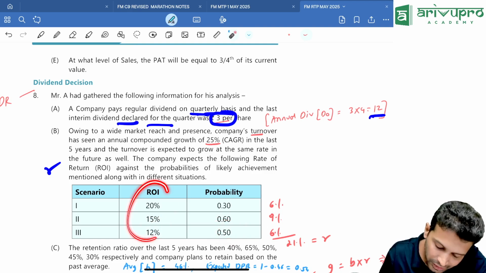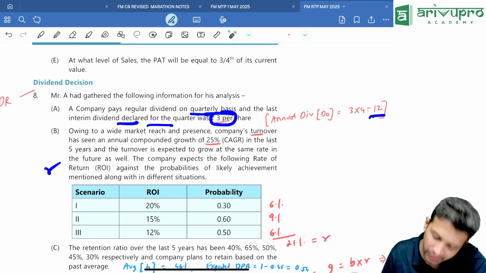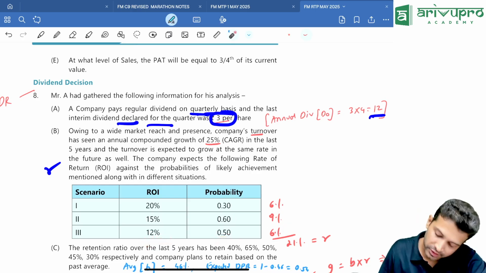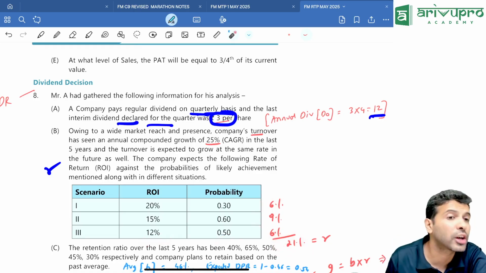Sir, when they give you multiple scenarios and multiple probabilities, what do you have to do? Simply multiply. 20% into 0.3, how much is it? 6%. 15 into 0.6, how much is it? 9%. 12 into 0.5, how much is it? 6%. Add all these, how much are you going to get? 21%. That is your R. That is the rate of return on investment.